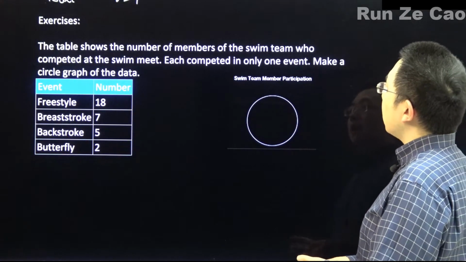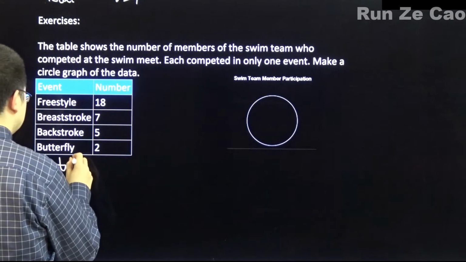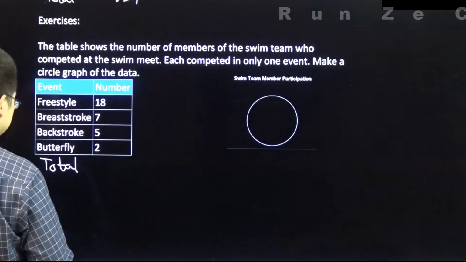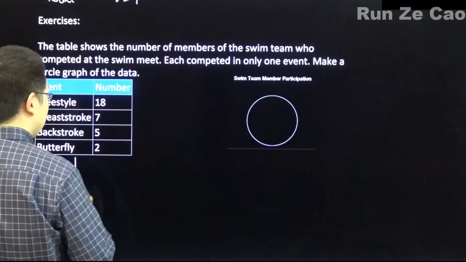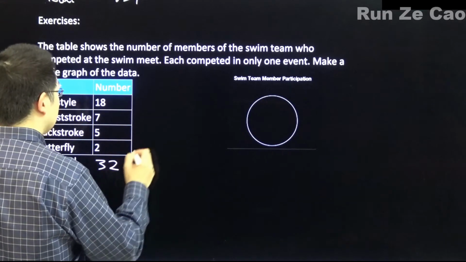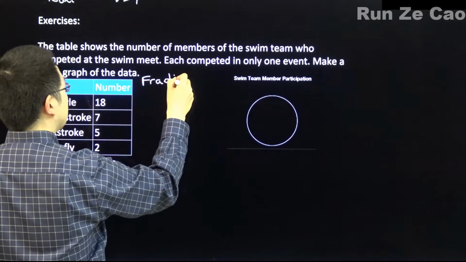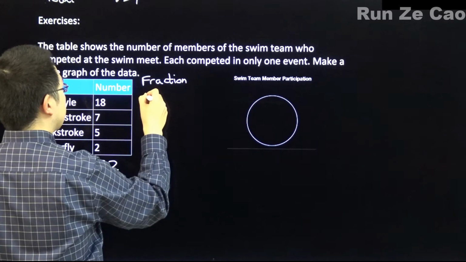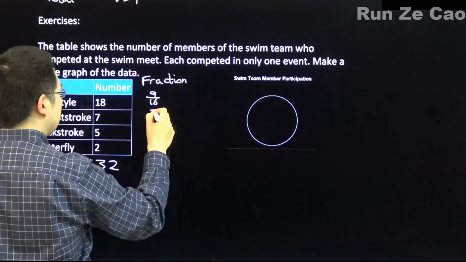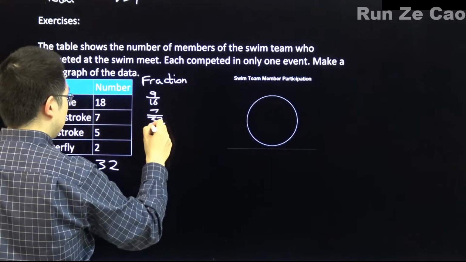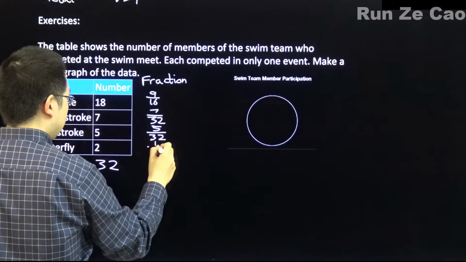How many people competed at the swim meet? Total? Total was 18 plus 2, which is 20, plus 7 plus 5, which is 12, so 32. Fraction. 9 over 16, 18 over 32, 7 over 32, 5 over 32, and 1 over 16.